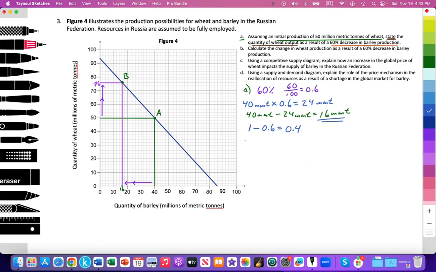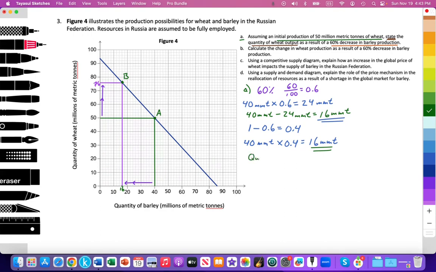So I can take, again, 40 million metric tons multiplied by 0.4, and that also gives me 16 million metric tons. Either way is fine. Just showing you two different ways to arrive at that same answer. Great. So it says state the quantity of wheat output. All right, so we're going to answer that question.